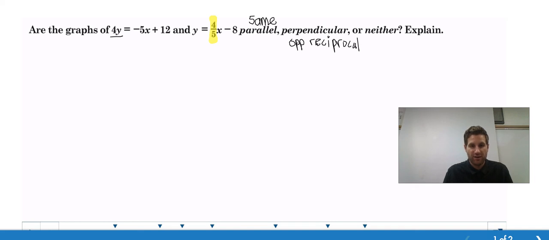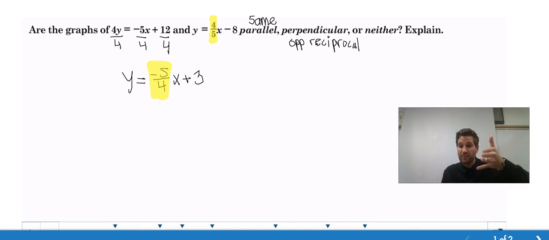So we're going to have to divide everything over here by 4. And then we get y equals negative 5 over 4 x plus 3. Then we're going to go ahead and look at the slopes. So 4 over 5 and 5 over 4, they're obviously flipped. One's positive, one's negative. That means they are opposite reciprocals, so our answer is perpendicular.